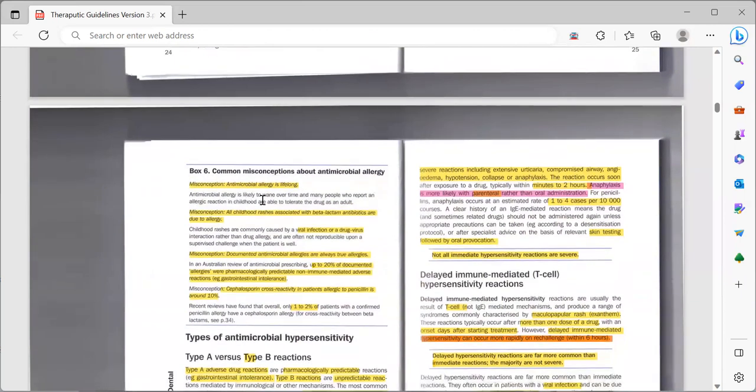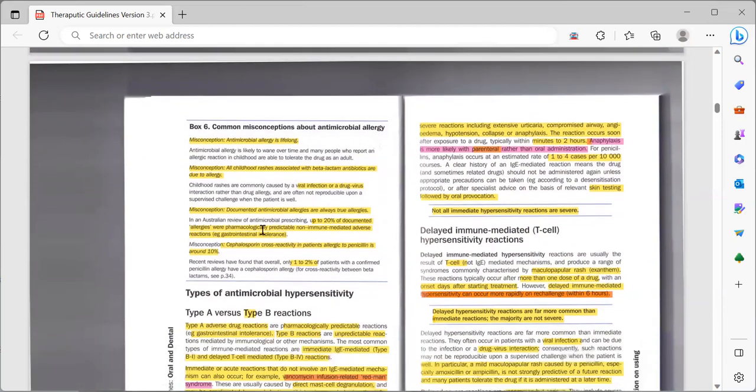They say that antibiotic allergy is likely to wane over time, and many people who report an allergic reaction in childhood are able to tolerate the drug as an adult. Another misconception is that all childhood rashes are associated with antibiotic allergies. But they say that mostly these rashes occur because of a viral infection or a drug and viral interaction rather than any drug allergy.